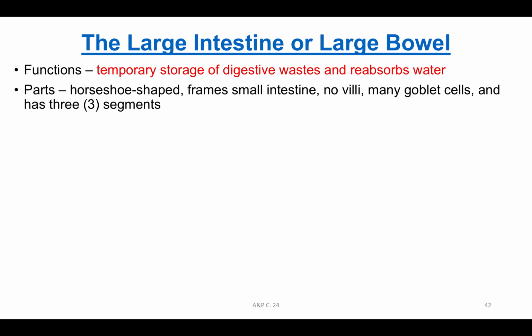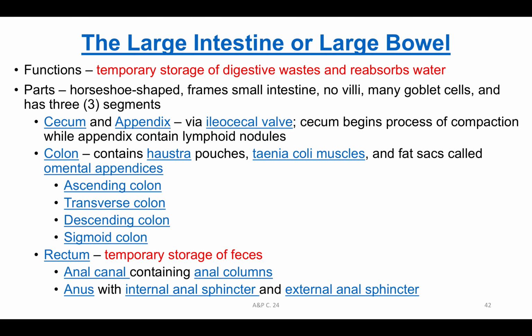And then food enters our large intestine. Your large intestine temporarily stores digestive waste, and it reabsorbs water. Whatever was not absorbed in the small intestine gets moved into the large intestine, and the large intestine's job is basically to dehydrate that waste and absorb any excess water into our bloodstream.